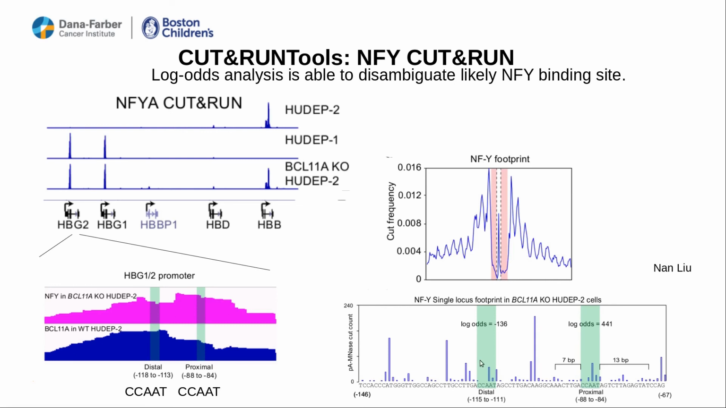However, by looking at the single-locus cut frequency, we immediately see that the estimated log odds are very different. One is highly positive due to its resemblance to the stereotypical footprint. The other one is highly negative. In this case, the NFY footprint indicates a protection of 7 base pairs and 13 base pairs, which is present in the proximal region here, but not in the distal. We have also done additional functional assays and CRISPR motif editing to verify that the proximal is the functional motif.